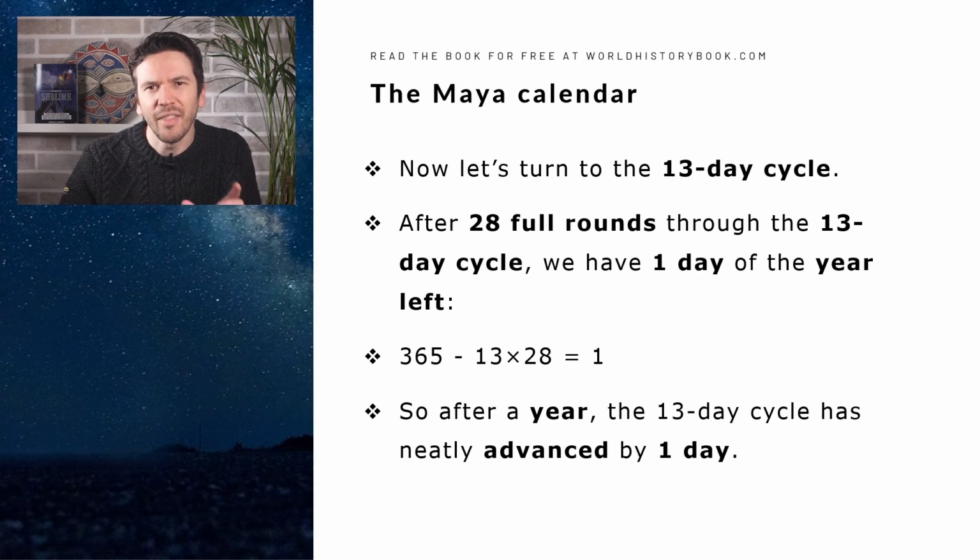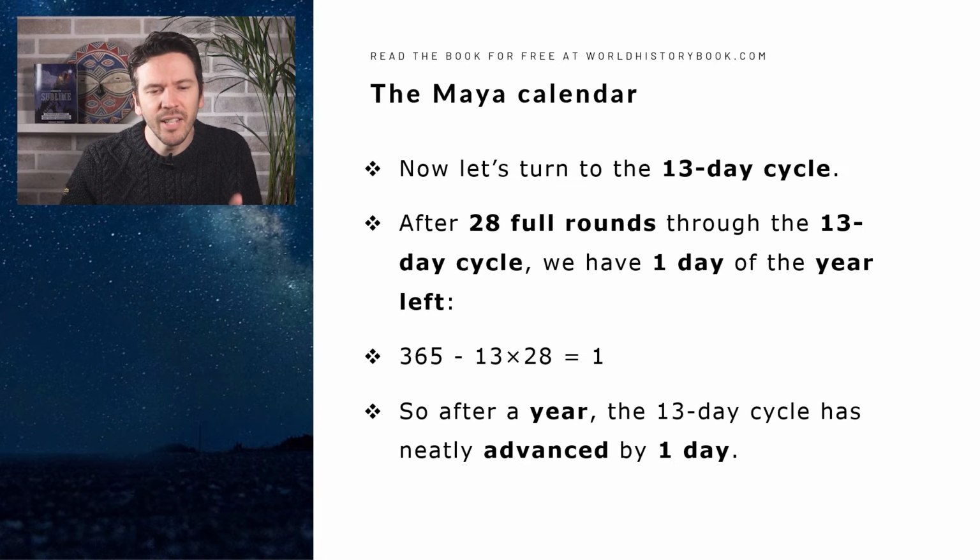Let's now also look at the 13-day cycle. As I've told you before, the Tzolkin system combines those 20 days with 13 numbers. After 28 full rounds of that 13-day cycle, we get to 364 days, which means we have only 1 day left until we get to the start of the next year. And this means that after a full year, the 13-day cycle has neatly advanced by only 1 day, which is quite a neat aspect of this calendar.